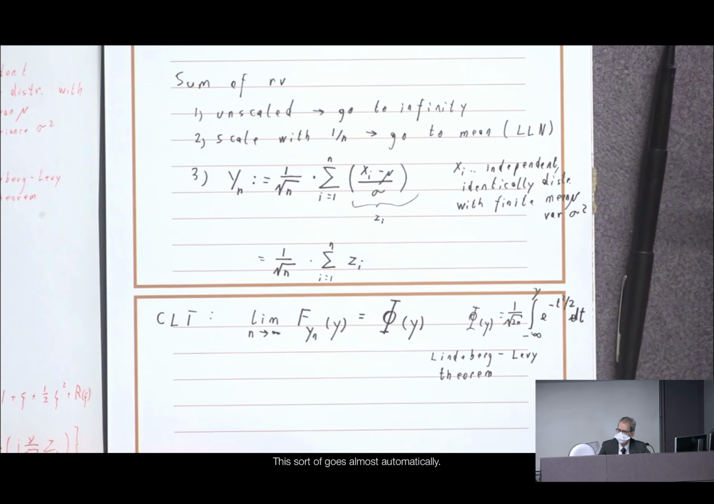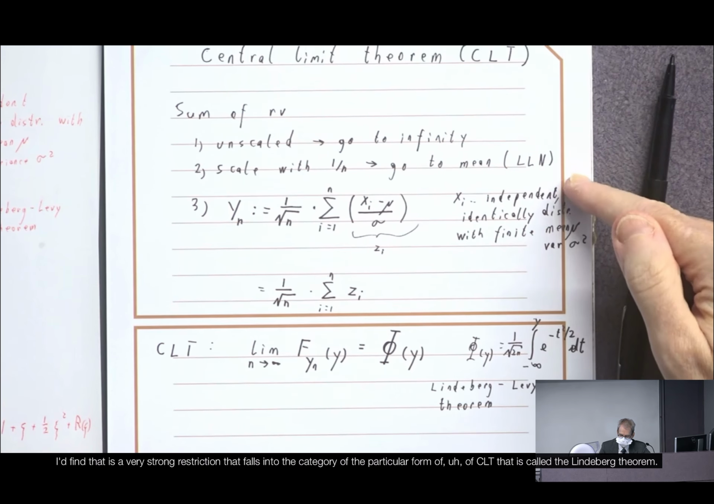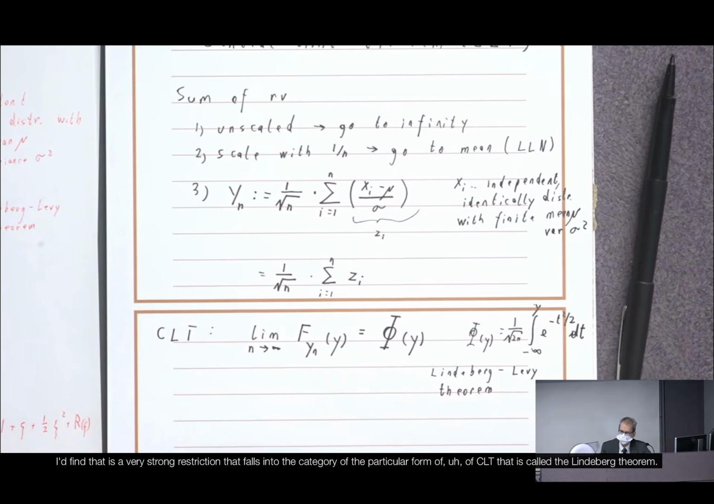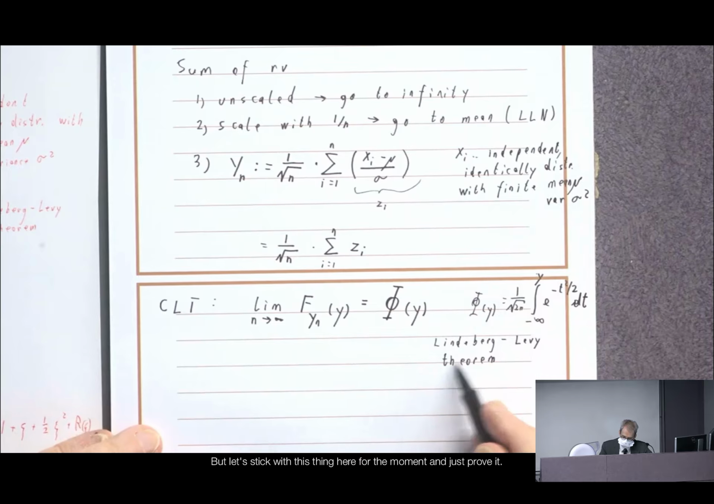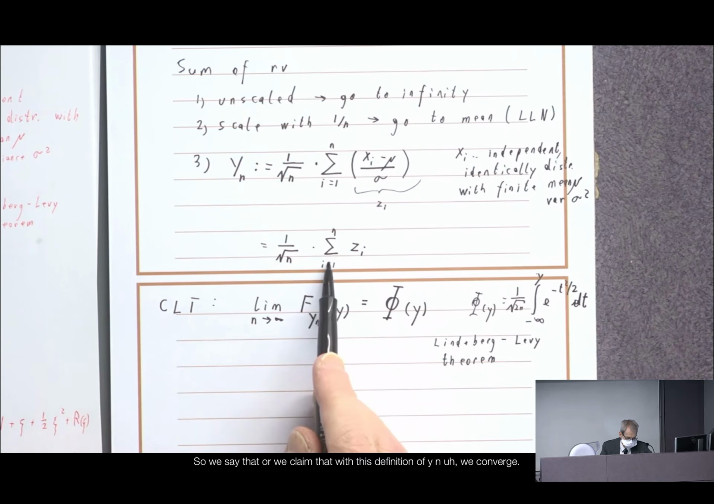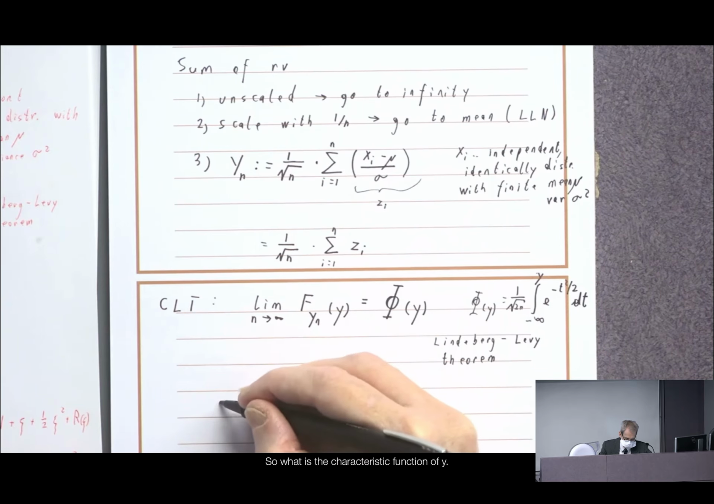The finite mean and variance go almost automatically in any practical example, but that the Xi are IID is a very strong restriction, which falls into the category of the particular form of CLT called the Lindeberg-Levy theorem. I'm going to tell you afterwards an alternative form that is a little bit more general. But let's stick with this for the moment and just prove it. We claim that with this definition of Yn, we converge. So what is the characteristic function of Yn?